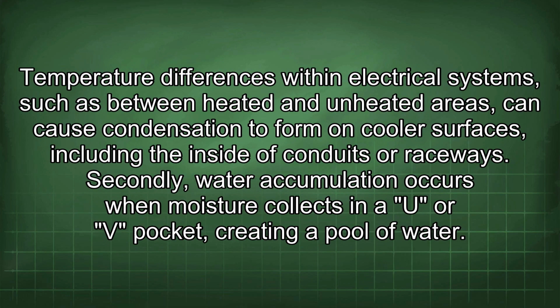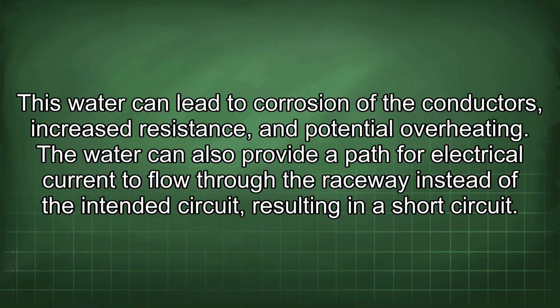Temperature differences within electrical systems, such as between heated and unheated areas, can cause condensation to form on cooler surfaces, including the inside of conduits or raceways. Secondly, water accumulation occurs when moisture collects in a U or V pocket, creating a pool of water. This water can lead to corrosion of the conductors, increased resistance, and potential overheating. The water can also provide a path for electrical current to flow through the raceway instead of the intended circuit, resulting in a short circuit.